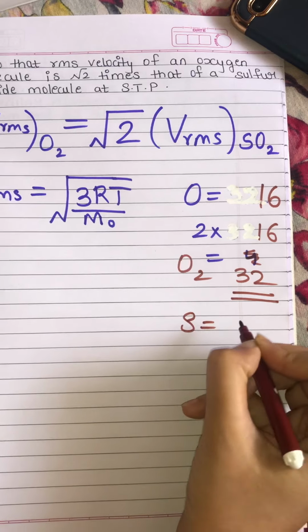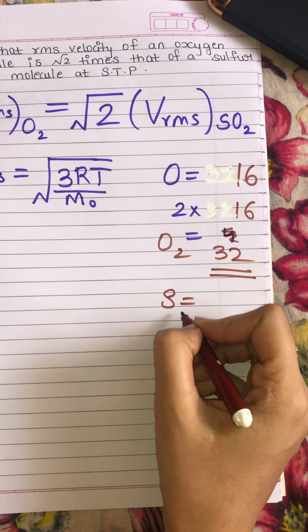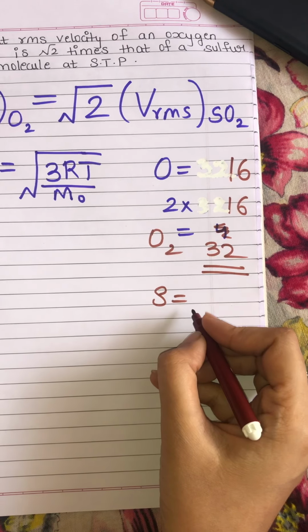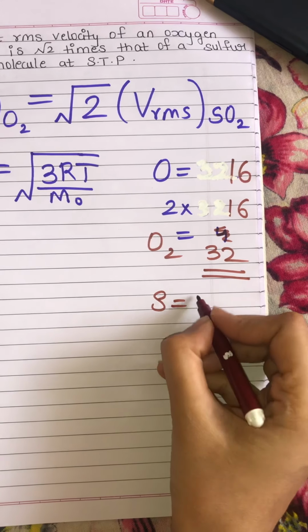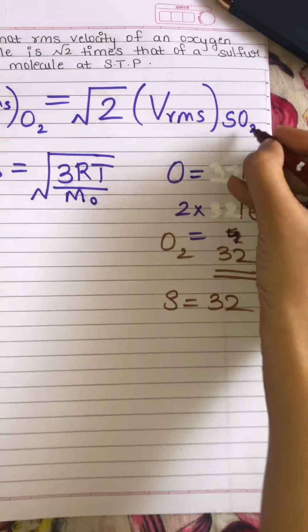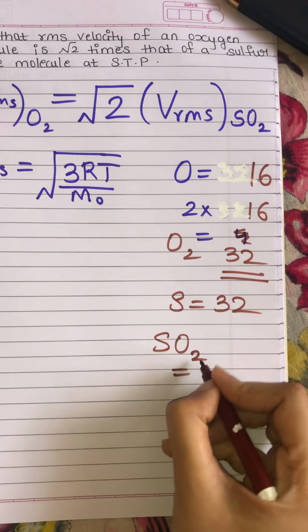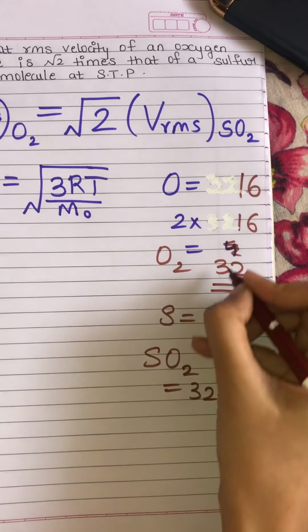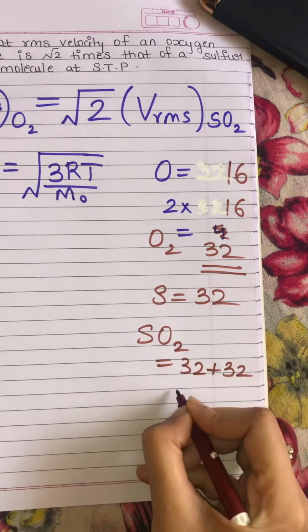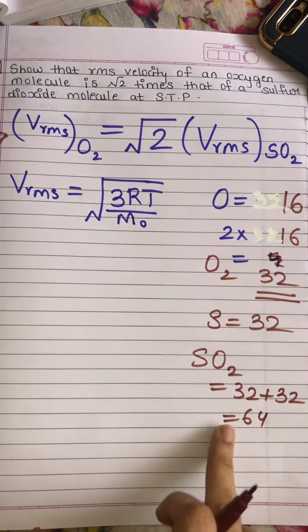Now we need the atomic weight for sulfur, and the atomic weight for sulfur is 32. Yes, 32. Am I right? Yes, I am right. For sulfur it is 32. So here it is sulfur dioxide: for sulfur 32 plus for oxygen 32 gives me 64. So here we have obtained the molar mass for sulfur dioxide.